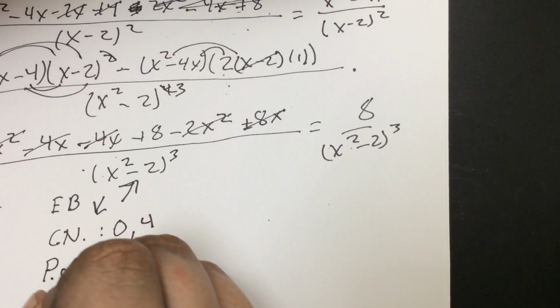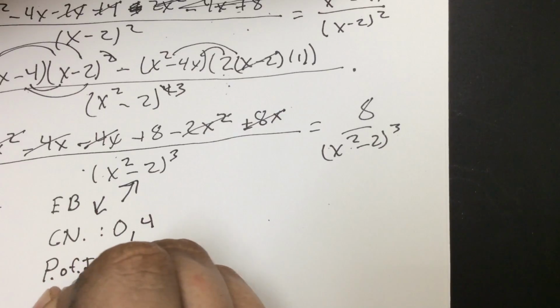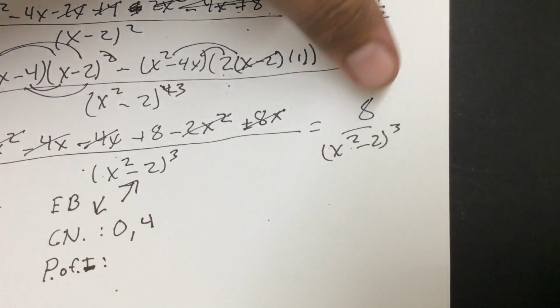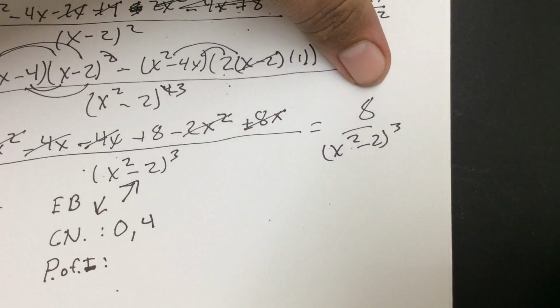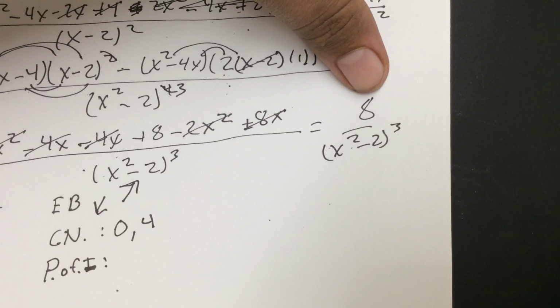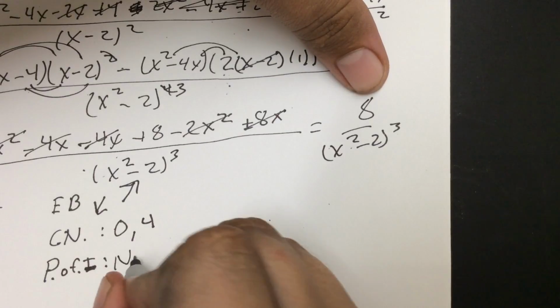For possible points of inflection, we would look at our second derivative. What would make that be 0? Well, that's an 8, there's no x on top. There's no way it could come out to 0. So there'd be none here.